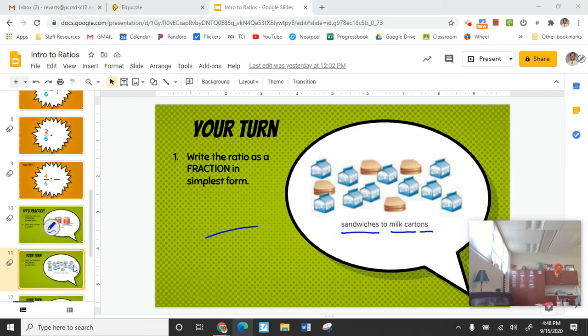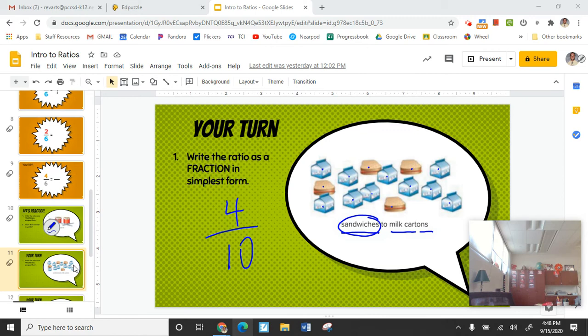Okay. Hopefully you counted this up correctly. If I were to count this up correctly, it wants me to find my sandwiches first. So I have 1, 2, 3, 4 sandwiches. I'm going to put that up top. And then we're going to count our milk cartons. 1, 2, 3, 4, 5, 6, 7, 8, 9, 10. Boom. So that is my fraction.